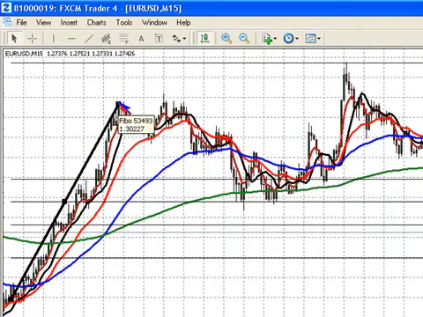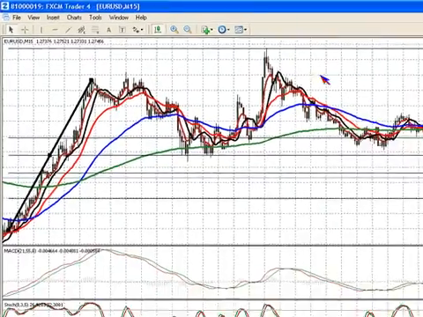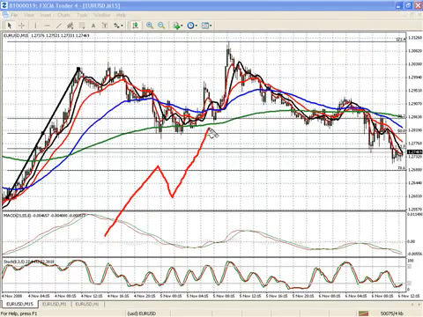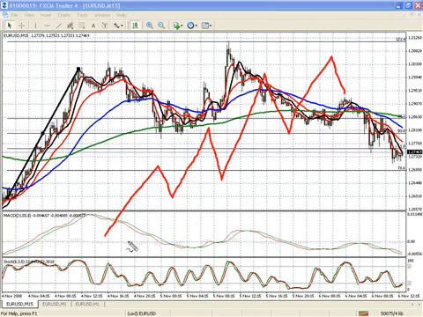We know by definition of an uptrend that price makes a high and then a higher low, and then a higher high and a higher low, and a higher high and a higher low. Each time, higher highs and higher lows. That's an uptrend. What's interesting about this is that even when you're in an uptrend, price falls.